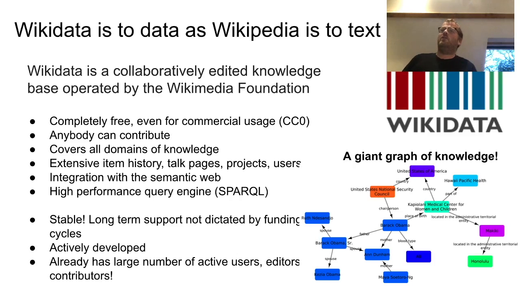In Wikipedia articles, the community writes articles on the different topics. In Wikidata, the same infrastructure as Wikipedia is used to store structured data. And it is a complete free stack, even for commercial use. Anybody can contribute, as it does with Wikipedia. It covers all domains of knowledge. It has extensive item history, talk pages, project and users. It integrates well with the semantic web, and it has a high performance query engine. It's a stable resource that is not dictated by funding cycles, and it's actively developed.